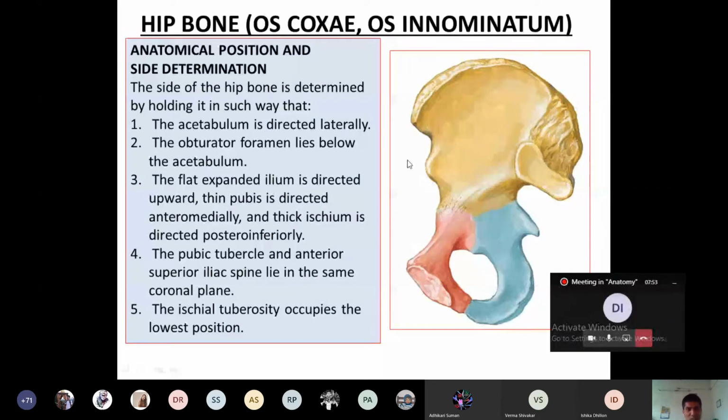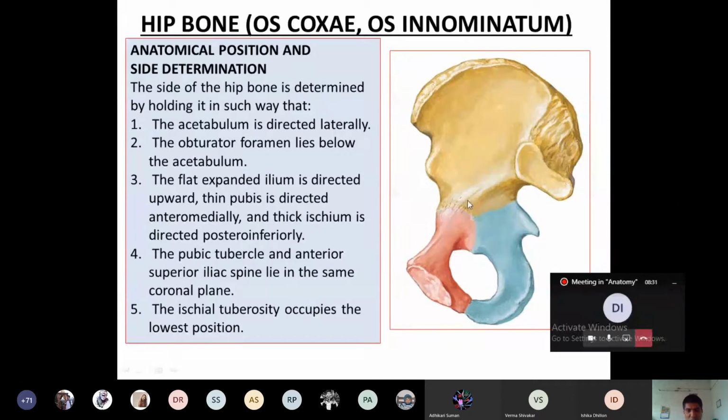For the anatomical position and side determination, you have to keep the bone as instructed. The acetabulum, as you know already, lies on the lateral part of the bone, near the junction between the ilium, ischium, and the pubis, and should be directed laterally. The obturator foramen lies below the acetabulum. The flat expanded upper part of the bone is the ilium, directed upward, and the thin pubis is directed anteromedially.